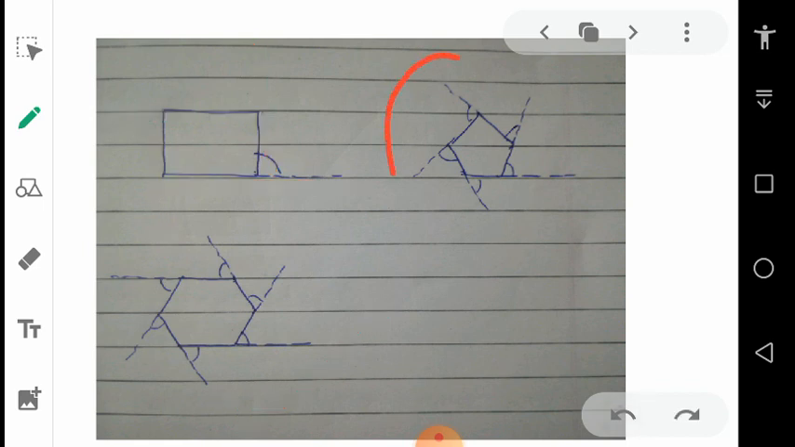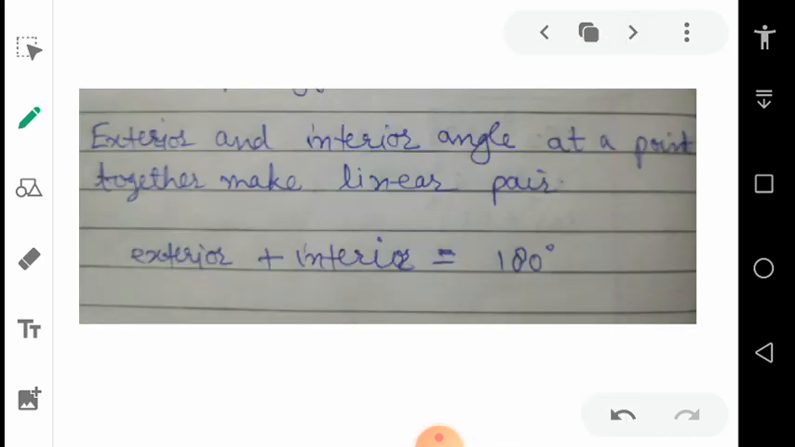In the case of pentagon, see the circle. Okay, the sum of all these exterior angles is 360 degree, and in the third figure, that is hexagon, again the sum of all exterior angles is 360 degree, so the number of sides doesn't matter. Okay, that's why it is important.